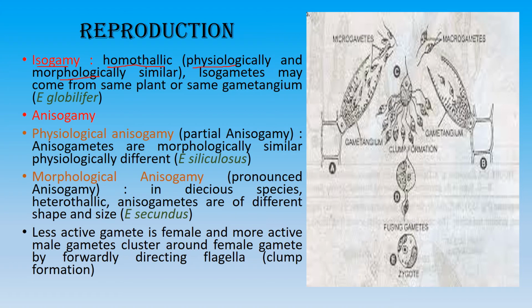On the other hand, we see that Ectocarpus has physiological anisogamy and morphological anisogamy. In physiological anisogamy, the gametes look much similar, that is, morphologically they are similar, but they are not homothallic. They have to fuse with opposite strains. That is, they should not be from the same plant. They are heterothallic.